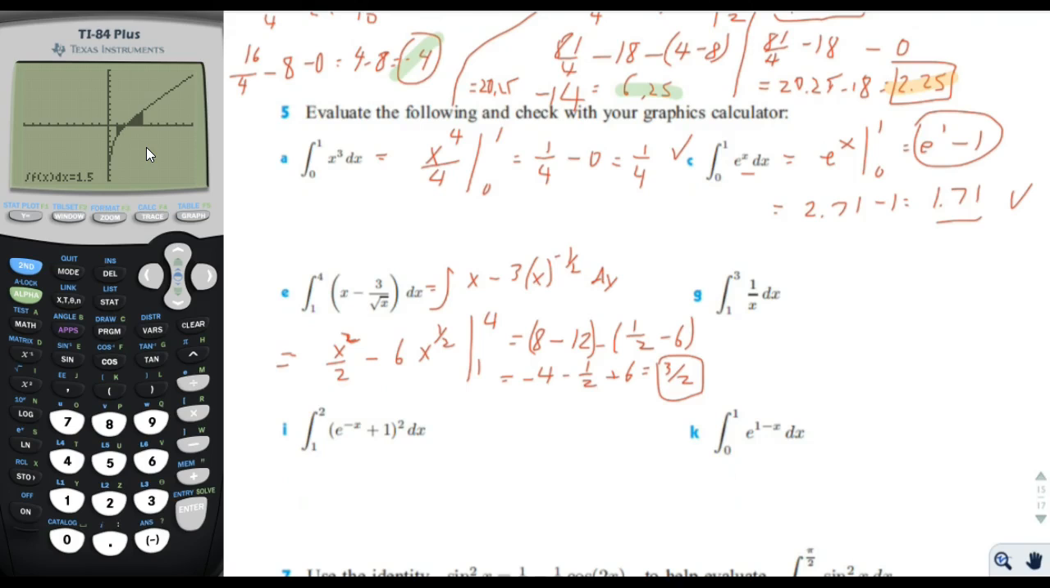G is not so bad. G, if we're going to find the integral function of that, it's just going to be log x, and then we're going to evaluate, let's see, it'll be log 3 minus log of 1.